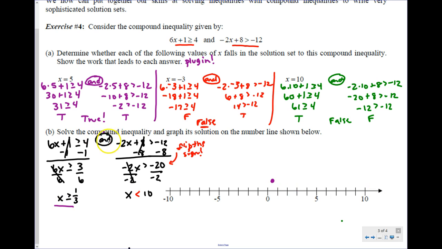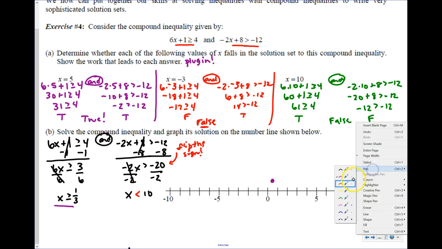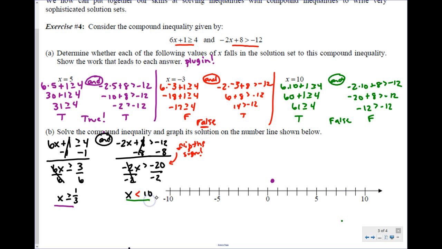But remember, because this is an and statement, they're connected. So I'll go ahead and draw my other dot for this inequality. X is less than 10. That's an open circle. And then we're just going to connect them like this.